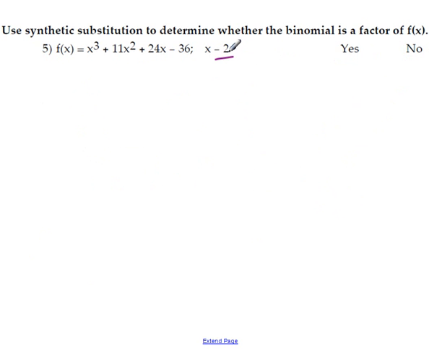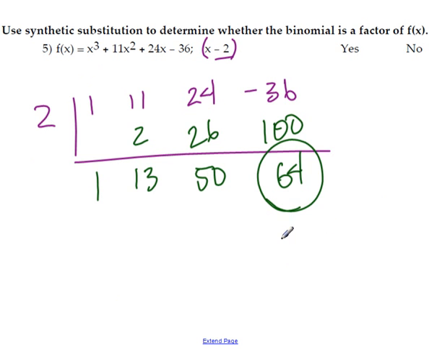Alright, so x minus 2 here, this might as well be a parenthesis group. We're going to change that to a 2 when we go over here and run our synthetic substitution. And I get a 64 down here, is what you should get. Are we going to choose yes? No. No, we are not.